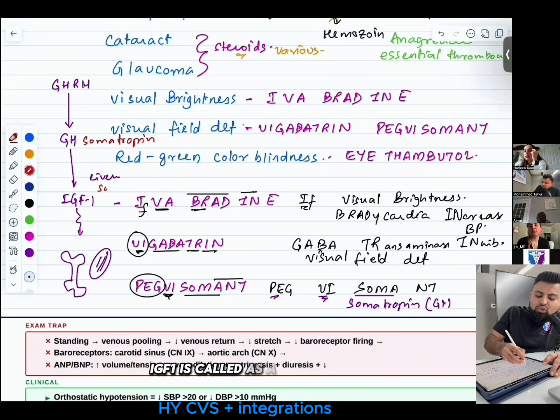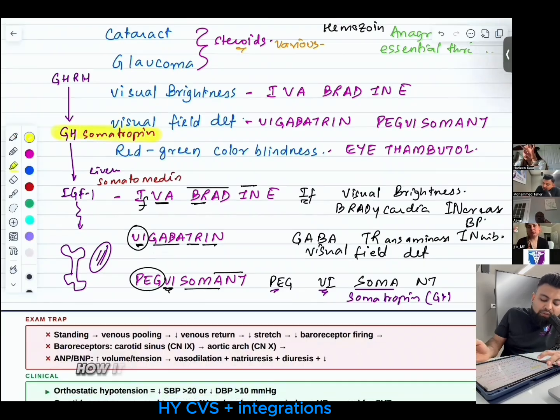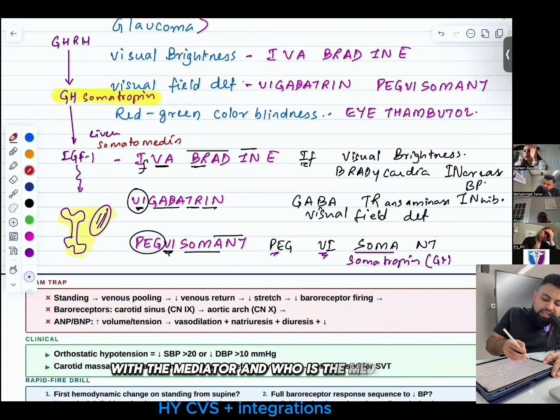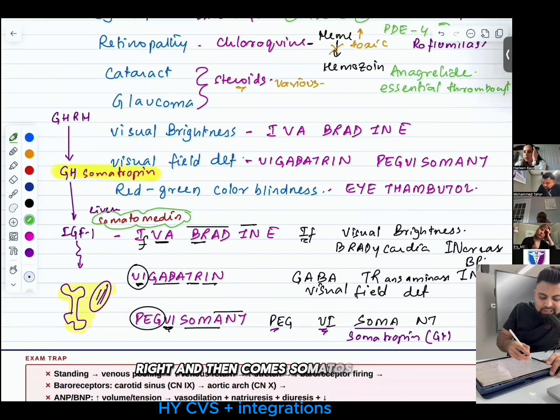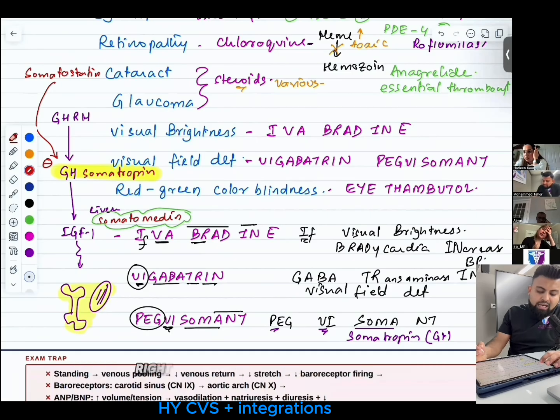IGF-1 is called a somatomedin. It's a mediator. Remember, growth hormone causes the growth, it's a trophic hormone, but how does it cause the trophism to the bones and muscle? With a mediator. And who is the mediator? Somatomedin, IGF-1. And then comes somatostatin, that is inhibitory. Somatostatin inhibits everywhere. So imagine somatostatin inhibits the growth hormone. It is an inhibitory hormone, but not to confuse.